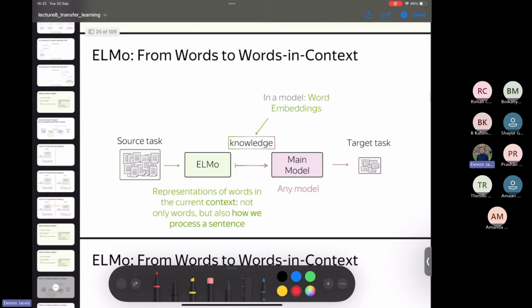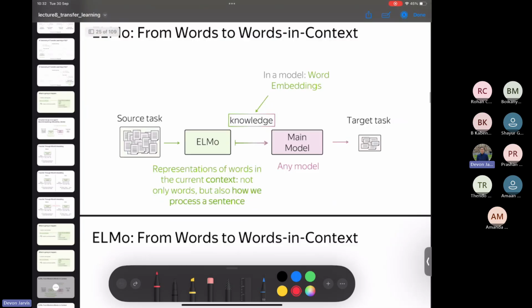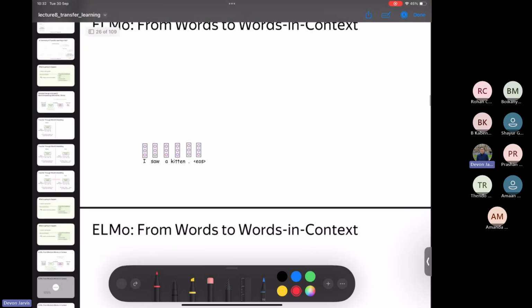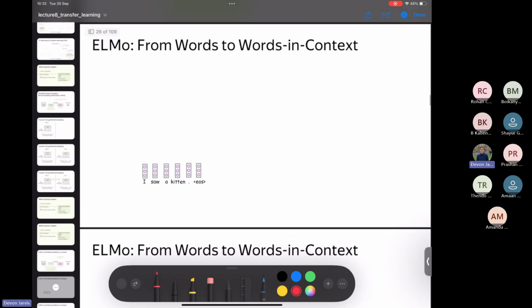But there's another really cool way to do it. You can get something more tailored towards language modeling, something more from first principles that we can do in our model. And that is what was ultimately called ELMo. In this case, representations of words are represented in the current context. It's not only words, but also how you process a sentence that is now learned and baked into the process of ELMo. It's a little bit tricky or weird way of doing it, so we'll go through it slowly, and you can stop me if you have any questions.